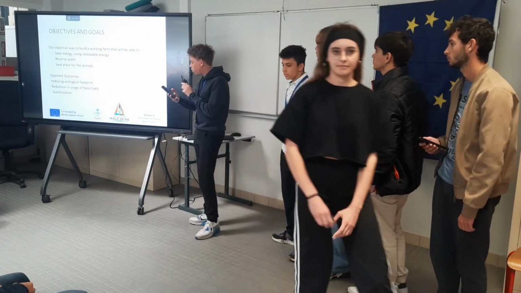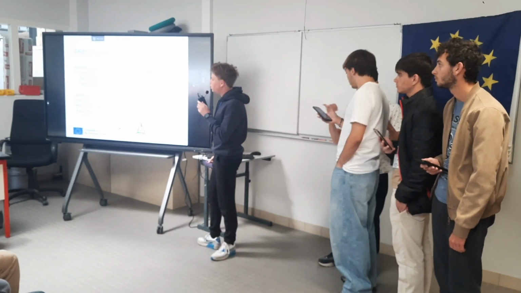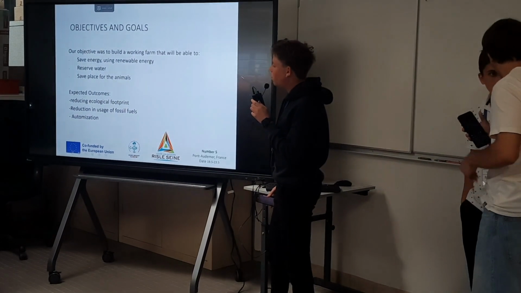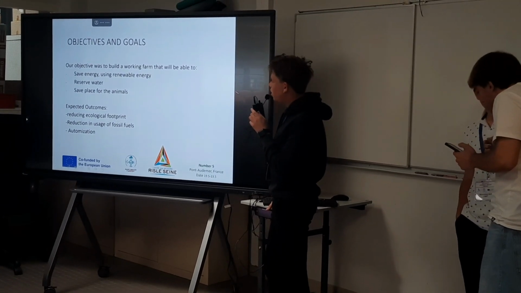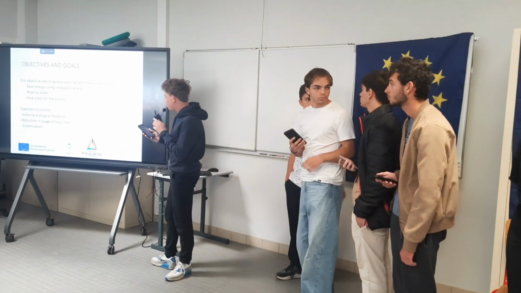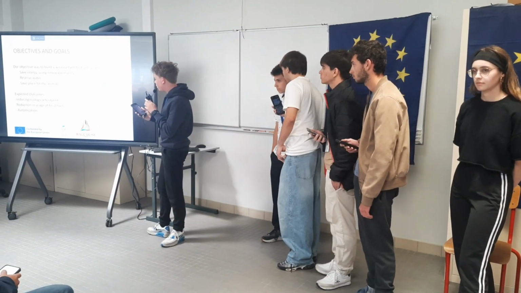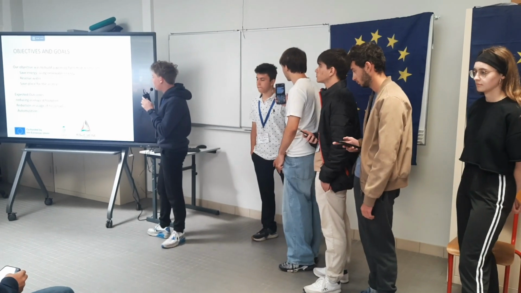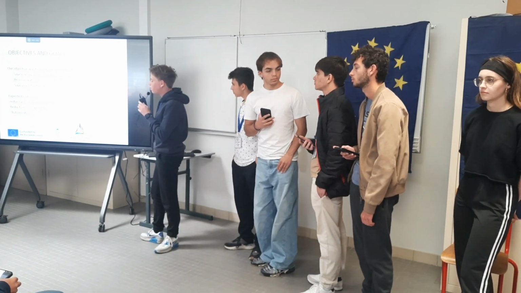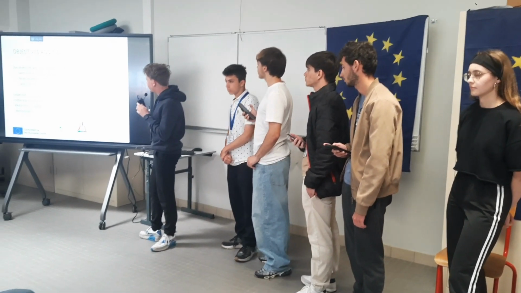Our objective was to build a working farm that was able to save energy using renewable energy, preserve the water, and save the place for animals. From this project, we expected the smart farm to help in reducing the ecological footprint, reduction in usage of fossil fuels, and automation.